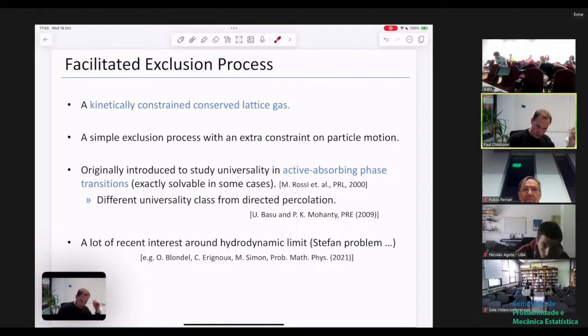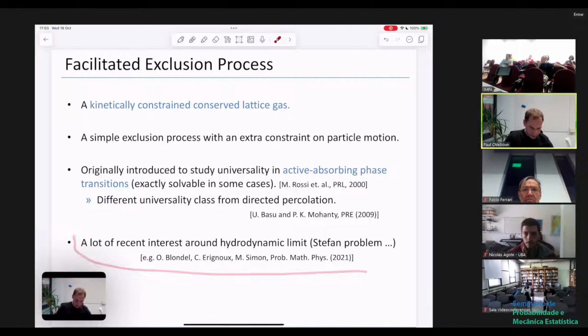So it was originally introduced in the physics literature to study universality in active absorbing phase transitions, so systems that undergo an absorbing phase transition. Okay, and the idea was that it was in a different universality class from directed percolation, which most of the other models were in. But more recently, there's been a lot of interest around this model, in particular related to the hydrodynamic limit, and the interesting sort of Stefan problem that arises for the hydrodynamic limit by authors, some of whom are in the room.